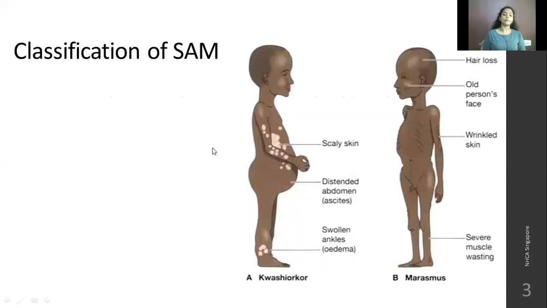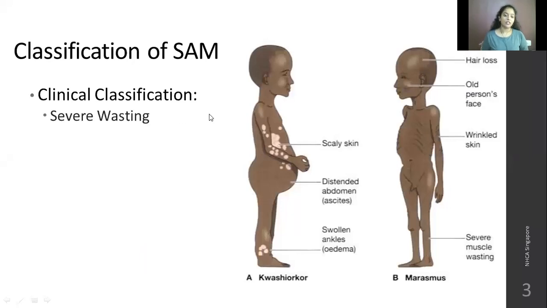Okay. Now, classification of severe acute malnutrition, there are two ways. First is the clinical classification. So severe wasting, which you can see here in the picture on the extreme right. The child here, ideally when you see this child, you can see the ribs, the structure of the bones are very much visible.